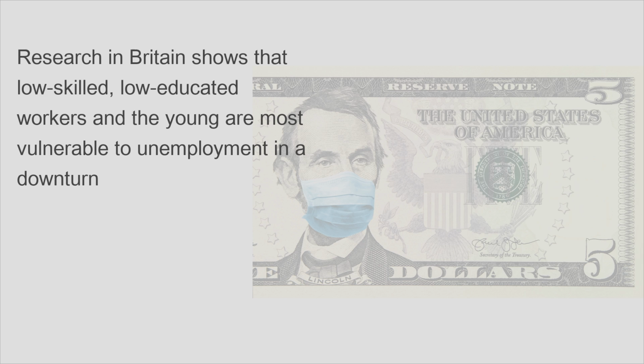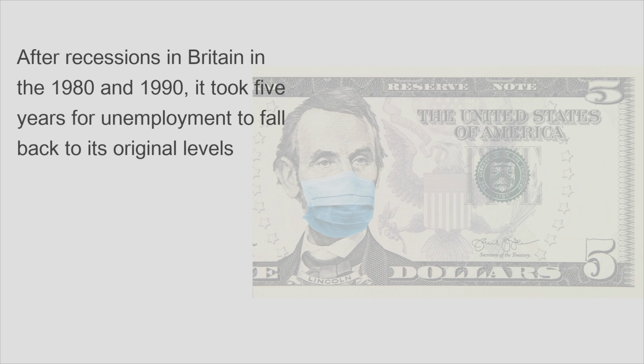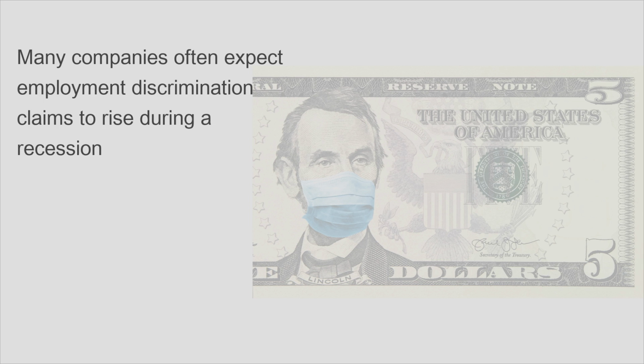Research in Britain shows that low-skilled, low-educated workers and the young are most vulnerable to unemployment in a downturn. After recessions in Britain in 1980 and 1990, it took 5 years for unemployment to fall back to its original levels. Many companies often expect employment discrimination claims to rise during a recession.